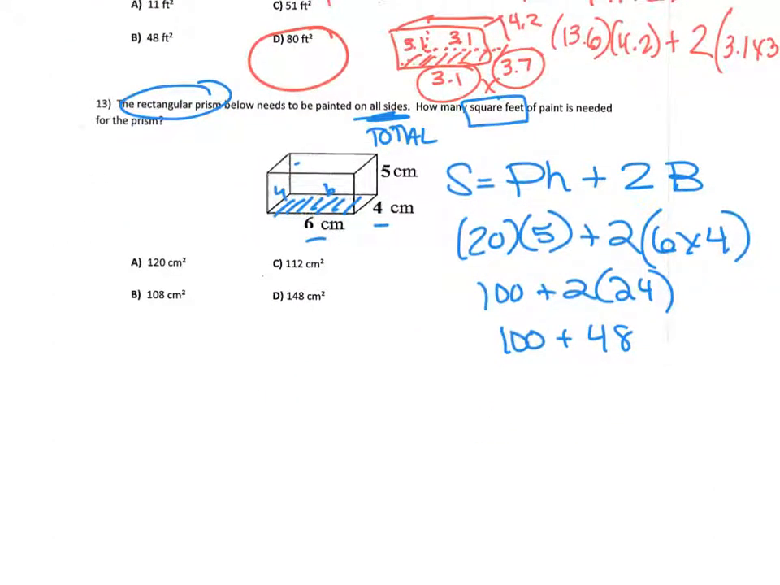100, plus 2 times 24. You got 3 D's in a row. 148.